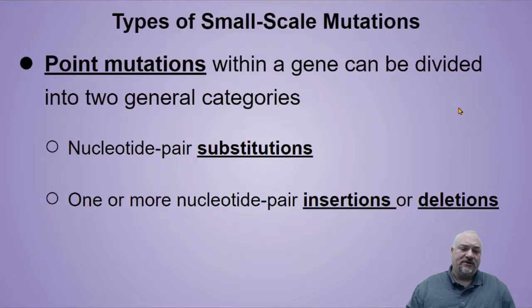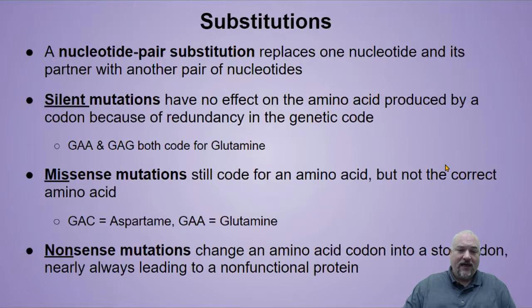Types of small scale mutations. Those are generally point mutations within a gene, and can be divided into two general categories. We have nucleotide pair substitutions, where we switch out one nucleotide for another, switch the A for a G, a C, or a T, or where we do insertions or deletions, putting in extra nucleotides or getting rid of some nucleotides altogether, shortening it all up. Substitutions replace one nucleotide and its partner with another pair of nucleotides. They can be everywhere from make no difference at all to being pretty devastating.